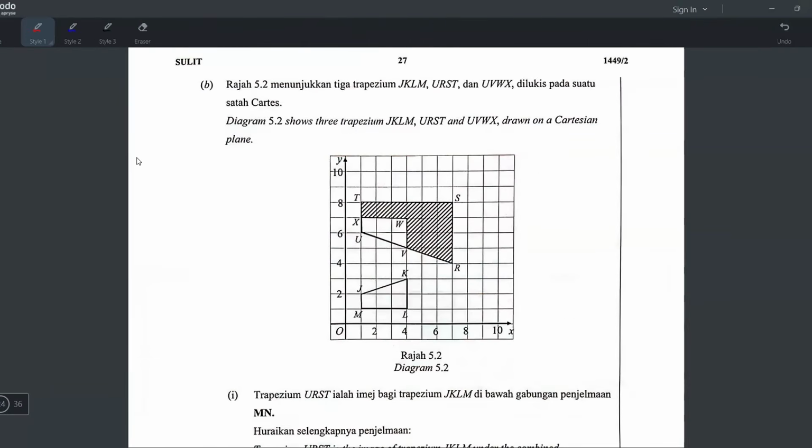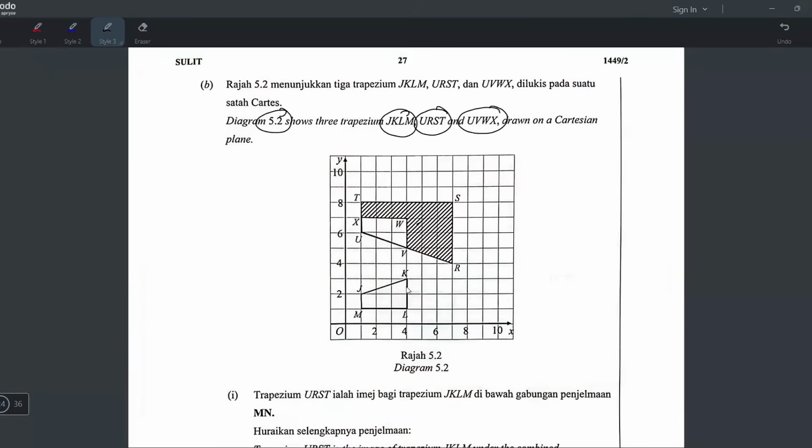B. Alright, ini mesti soalan describe. If they give you all the object and image all draw perfectly like that, that means confirm they will ask you to describe. You have to write down whether it's translate, reflect, rotate, and enlarge lah. Okay, diagram 5.2 shows 3 trapezium, JKLM, URST, UVWX, drawn on the Cartesian plane. Yes, I can see it.